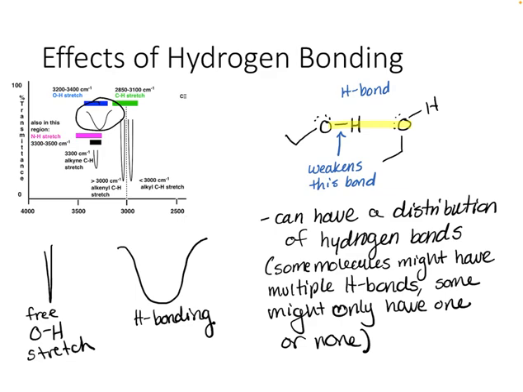So for instance, if you have a carboxylic acid, let's see if I can draw this off to the side. Not only do you have this OH group here that can go through hydrogen bonding, but you also have this oxygen that could hydrogen bond, for instance, with another molecule that has an OH group. So that's going to really broaden this OH peak here. So just something to keep in mind.